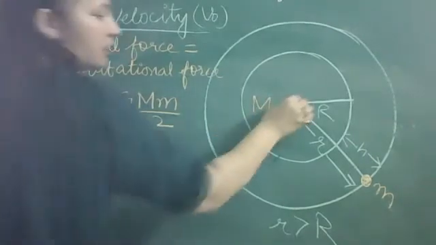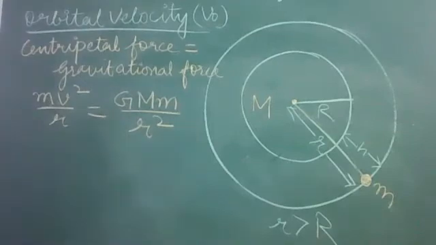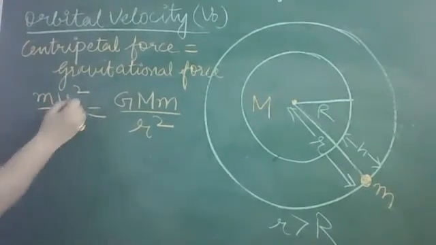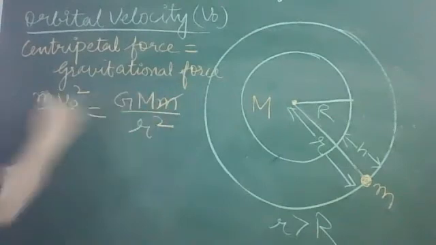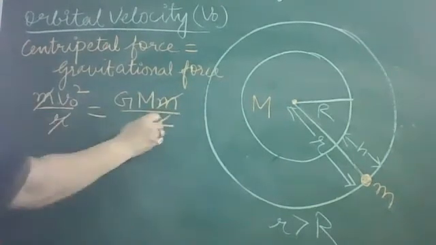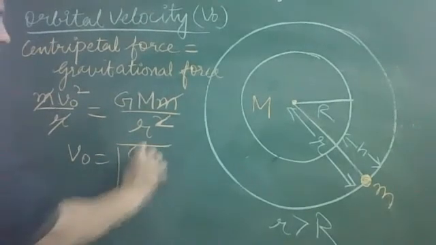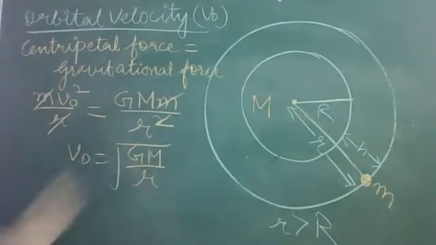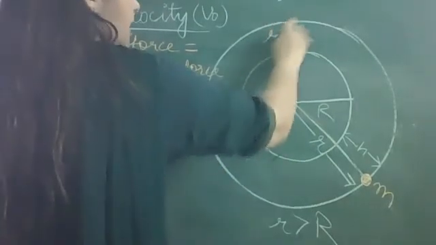Distance between center of planet and center of that satellite is small r, not capital R. So this velocity is orbital velocity, and this velocity is orbital velocity that we want to find. m gets cancelled, one r gets cancelled. So we get orbital velocity is under the root GM over r. And from the diagram you can see what r is equal to.